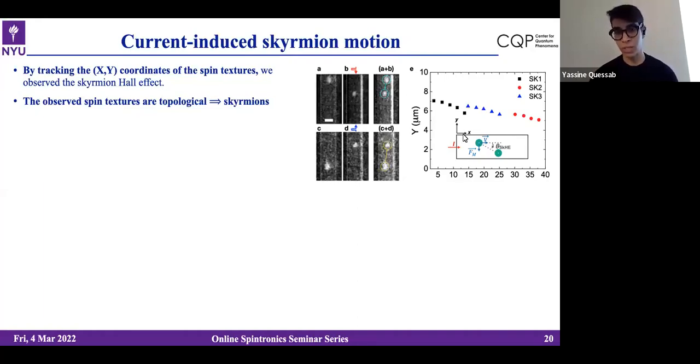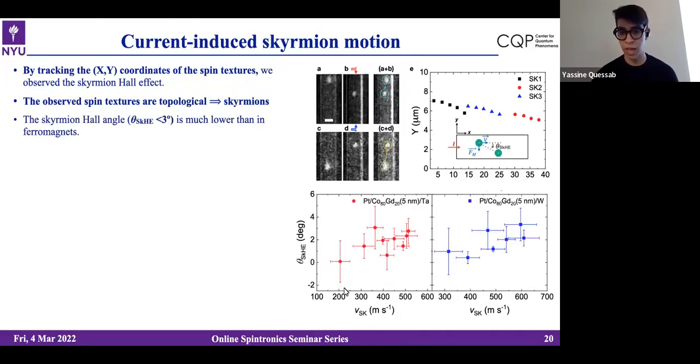And that confirms that this transverse displacement that we observe and measure is indeed a result of the skyrmion Hall effect. And the skyrmion Hall effect is a direct consequence of a non-zero topological charge. And as a consequence, we can say that the observed spin textures in the MOKE are indeed topological, and that is why we can call them skyrmions.